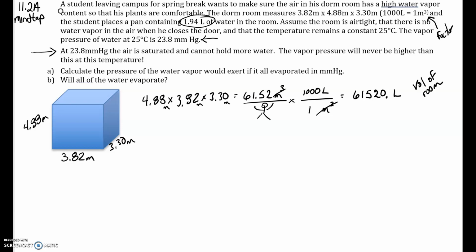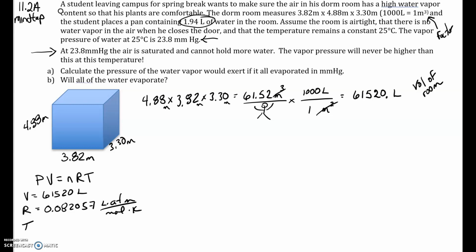So what do I do with that? I mean, 1.94 liters of water. Wait, where do I go with that? Well, let's write down our PV equals nRT. I'm going to write that over here and think about that. Now I know I've got the volume of the room, and I'm going to write that over here too: 61520, and that's liters. Let's see, I know R, that's the ideal gas law constant.